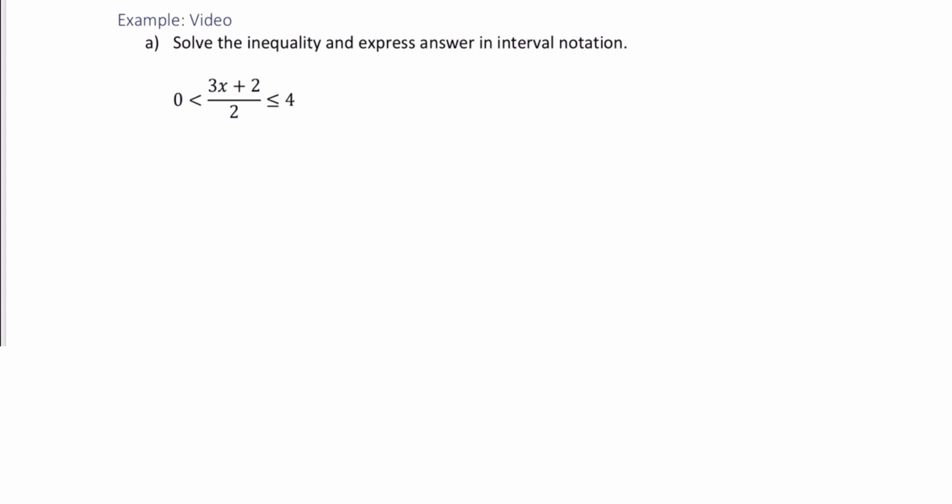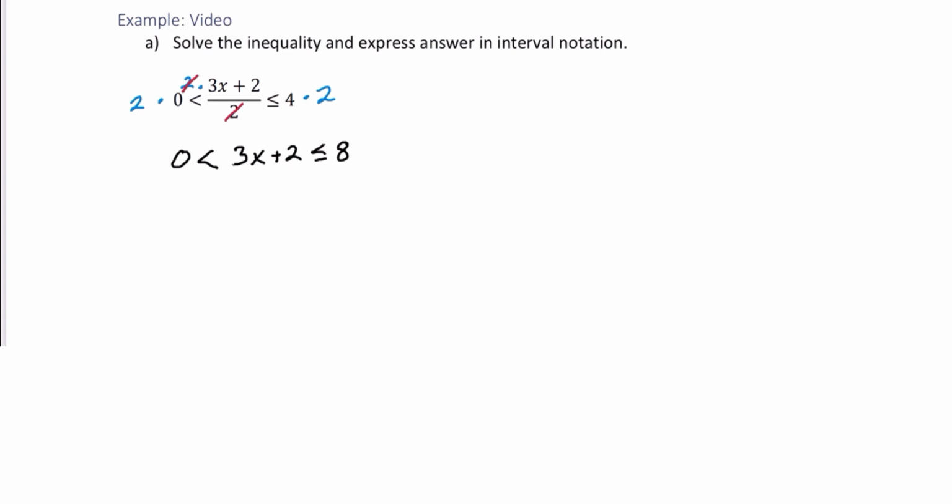The first thing we need to do is remove the 2 that is in the denominator. We can do that by multiplying the middle by 2. If we do it in the middle, we need to do that on the left and the right. That will reduce the 2's in the middle. And then when we simplify, 2 times 0 is 0, is less than 3x plus 2 is less than or equal to 8.